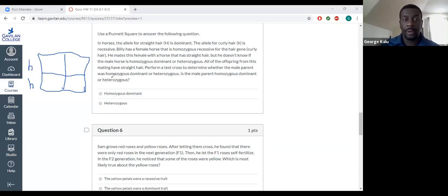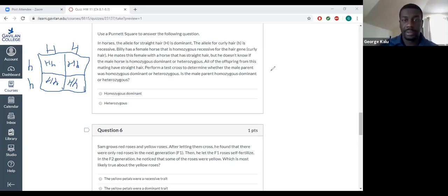So we're going to do 2 scenarios here. The first scenario is we're going to assume that the parent is homozygous dominant, and then we're going to look at the offspring. So we'll say that parent is going to be big H, big H. We do our Punnett square. Here we have big H, little h, big H, little h, big H, little h, and big H, little h. So that's one scenario.